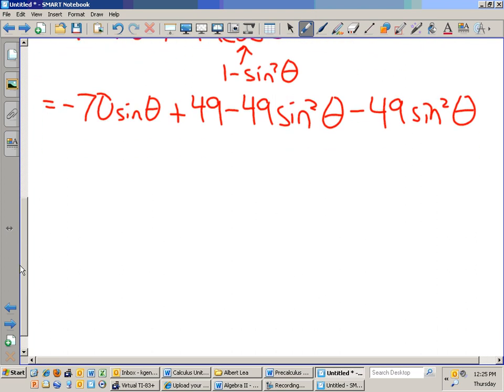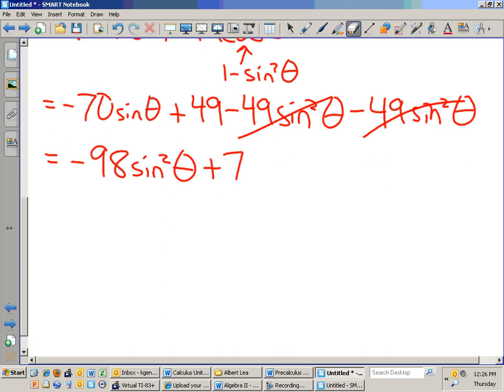And so now let's just combine like terms. Let's focus on our sine squareds. Negative 49 sine squared, negative 49 sine squared would be negative 98 sine squared. What will be my middle term? Look, minus 70 sine. And then I have 49 on the end, right?